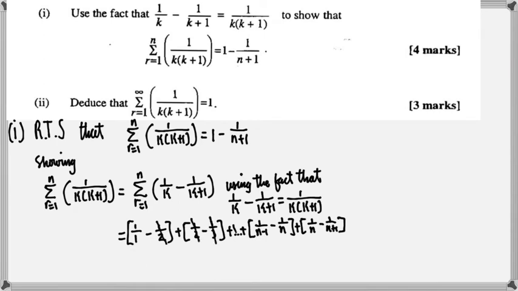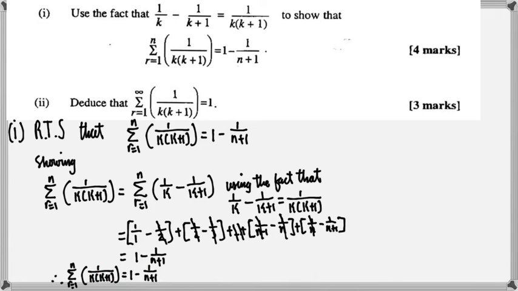So we can just cancel off these terms and show that it is equal to 1 minus 1 on n plus 1. And we could just tie up this question and say, therefore, the sum from r equals 1 to n of this is in fact equal to this. And that there is your solution to this particular question.